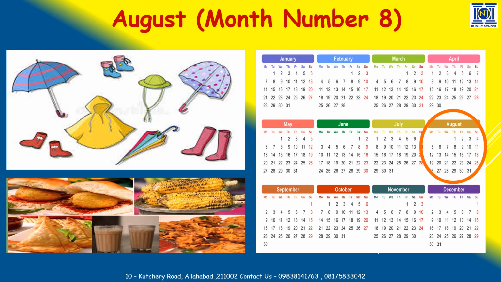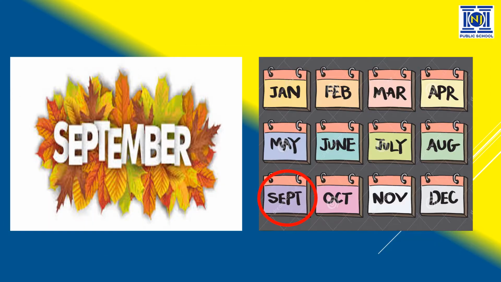What do we wear in rainy season or when it rains heavily? Yes, we wear raincoats, gumboots, we use umbrellas to protect ourselves from the heavy rain. And what do we eat during this season? We like to eat corns, hot tea, and different kinds of goodies in the month of August.